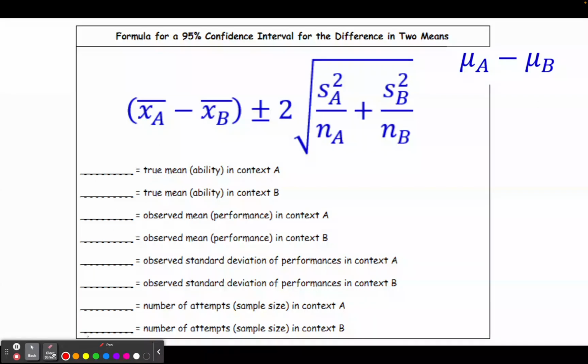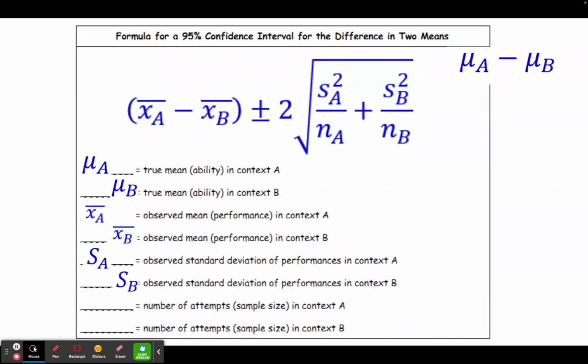So let's define our variables. Mu A and mu B represent the athlete's true mean or their ability in each context. X bar A and X bar B represent their observed mean or their performance in each context. S A and S B represent the standard deviations of their performances in each context. N A and N B represent the number of attempts in each context.